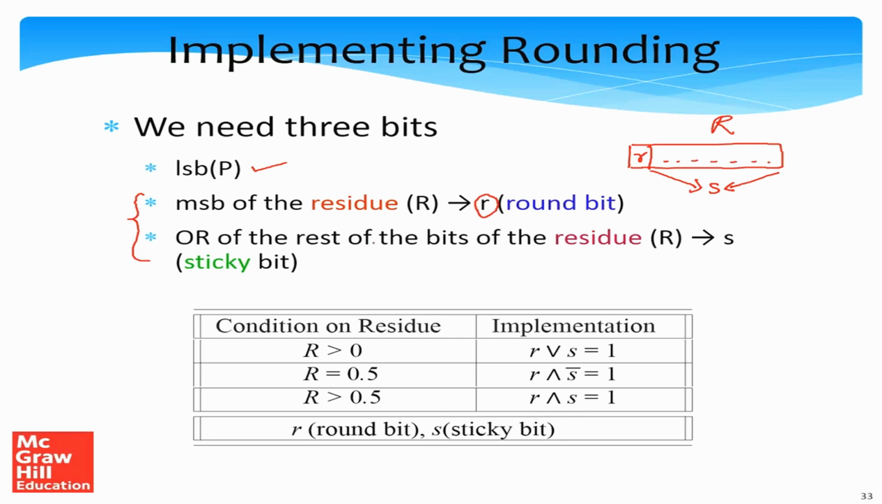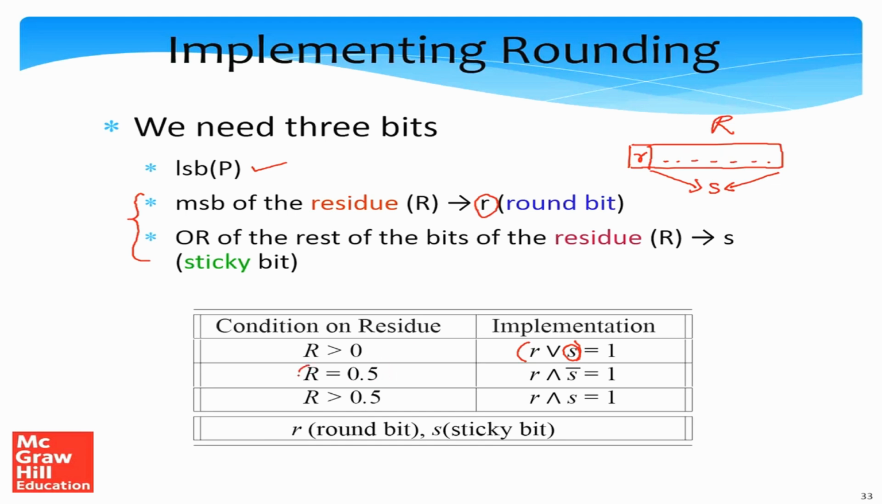Let's see how. First, the residue greater than 0. If the residue is greater than 0, at least one of its bits is 1, which means that either R is 1 or S is 1. If S is 1, one of the bits here has to be 1. So the condition is R OR S equals 1. If this is true, one of the bits is 1, and we can infer that the residue is greater than 0.